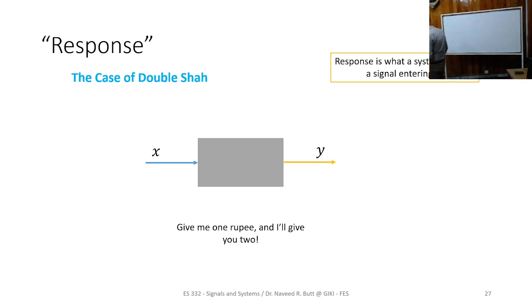So we said, remember that a system is what? That processes a signal. Yes? An entity that processes a signal. So response is that description of that process. करता क्या है उसको? ठीक है? So response is what system does to a signal entering it. Yeah? So the signal goes in as X, it comes out as Y.